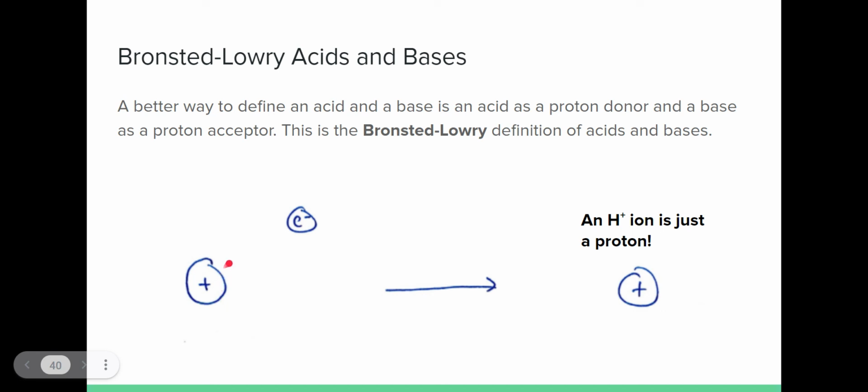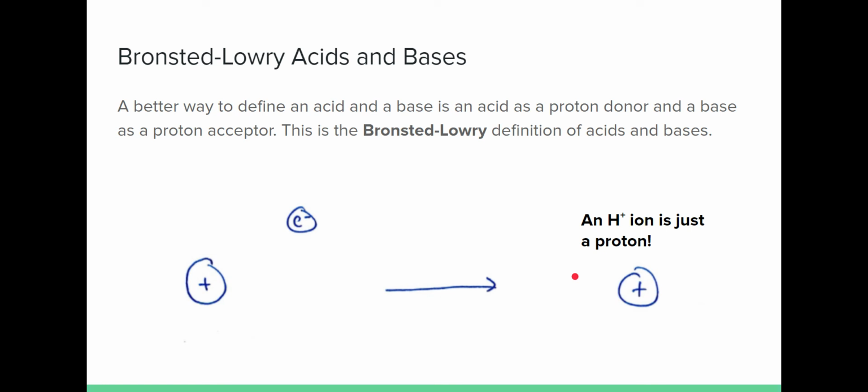Don't forget that when hydrogen forms its ion, hydrogen by itself is simply a proton with an electron around the nucleus. So when we say that something is either accepting a proton or losing a proton, hydrogen 1+ is the same as a proton. So that's one very important thing to understand when we talk about proton donors and proton acceptors.